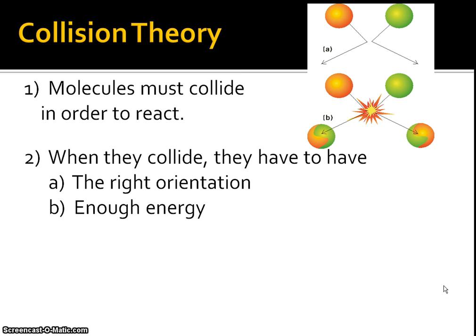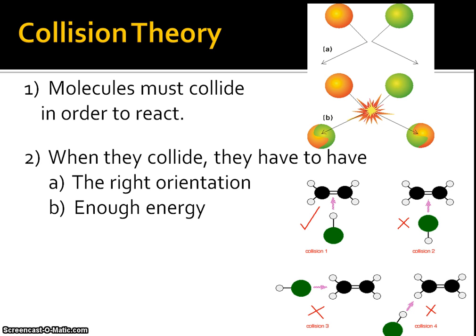And when they do run into each other, there's two parts to it. In order for them to successfully react, they have to have the right orientation, meaning they have to be turned the correct way, and they have to have enough energy. So if they're moving too slowly, when they hit each other, they're just going to bounce off of each other.